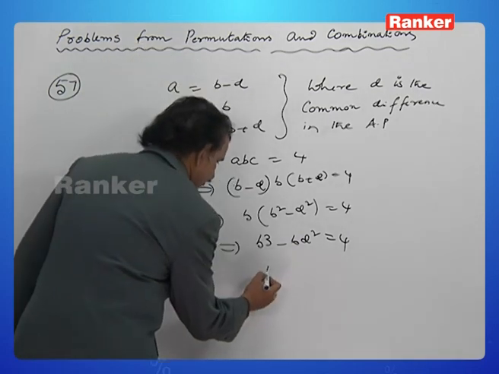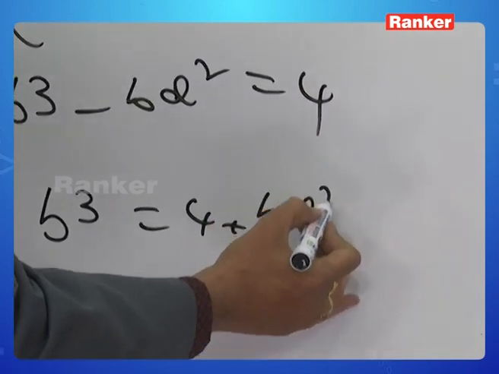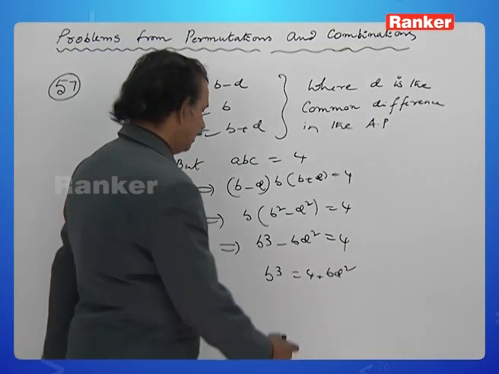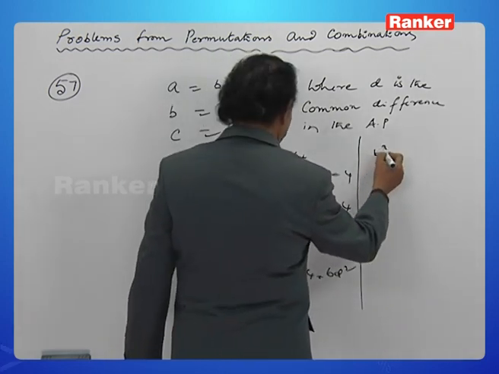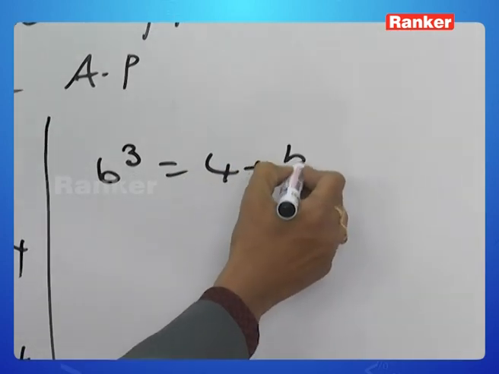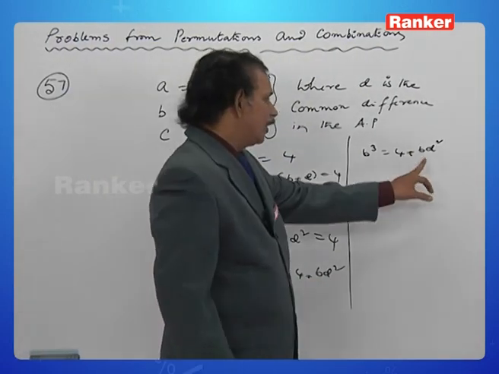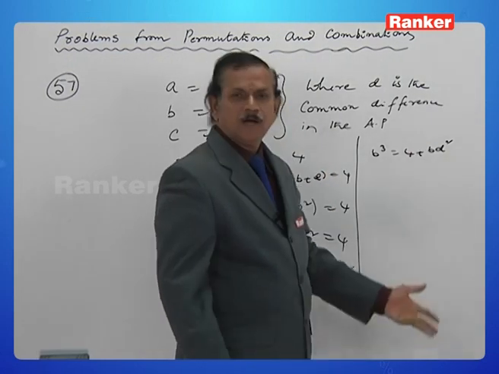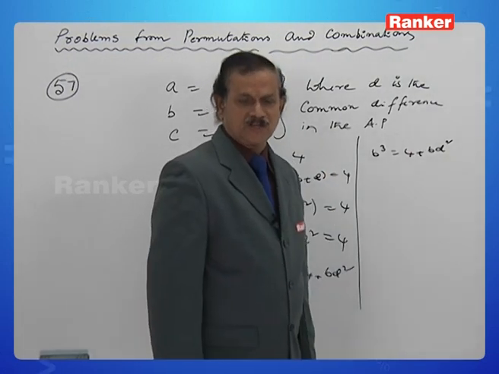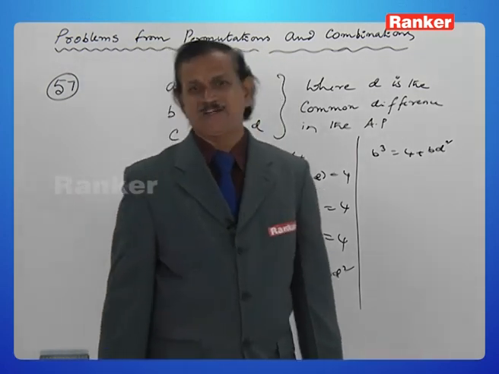From that we can say that B cube is equal to 4 plus BD square. Well, let me recall this step once again. B cube is equal to 4 plus BD square. Now please observe this step. What is B? Positive from the data. What is D square? Positive, of course. Irrespective of the nature of D, whether D is positive or negative, we do not bother about it.